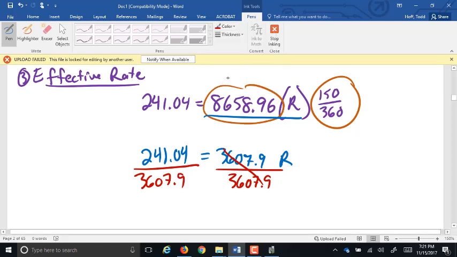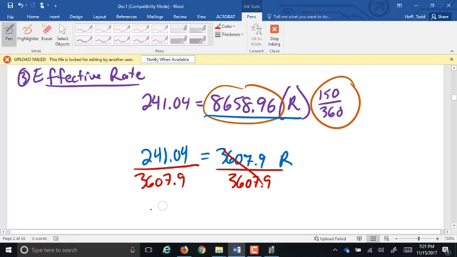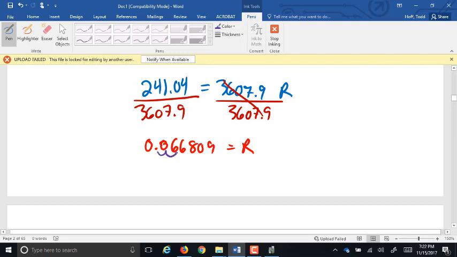And what I'm going to do is keep it in my calculator. So I'm going to type in 241.04 divided by, and then second answer on the calculator, which takes that previous answer so I don't have to type it back in. That gives me 0.066809. So I move my decimal and round it off. That is 6.68%.